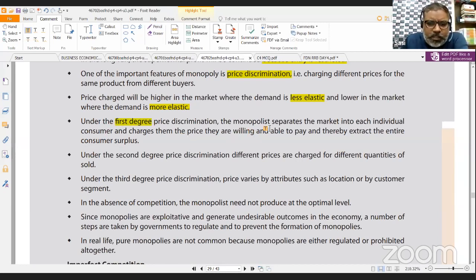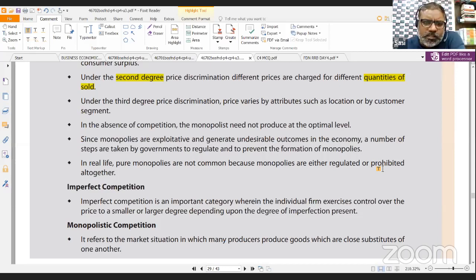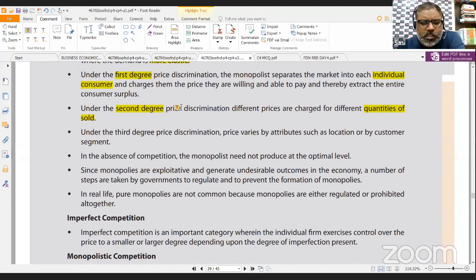In case of first degree price discrimination, he will separate the market into each individual consumer. Let us say if we go to a doctor, he can charge more fees from one patient, and less fees from another patient. That is an example of first degree discrimination. Second degree discrimination will be for different quantities of the goods which are sold. For example, a wholesaler will purchase huge quantities and he will get a lesser price. A retailer will purchase lesser quantities and will have to pay more price. That is second degree discrimination on the basis of quantities. First degree is individual discrimination.